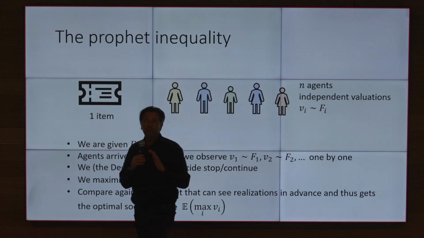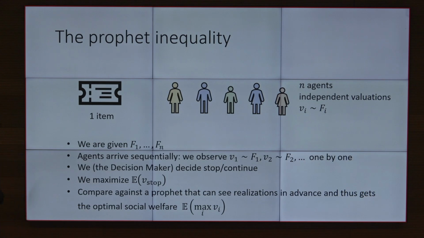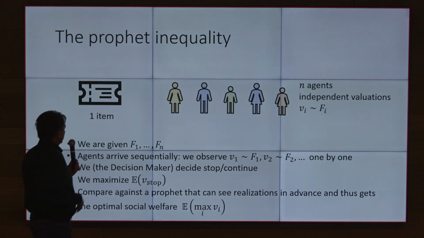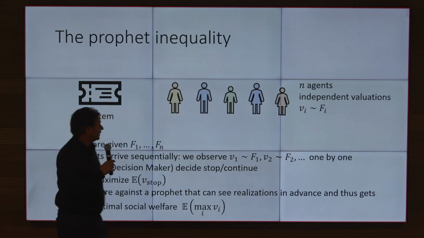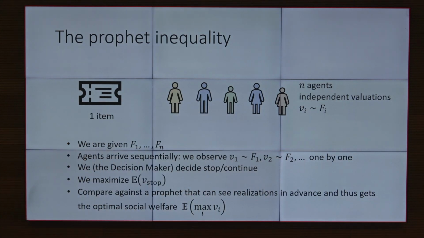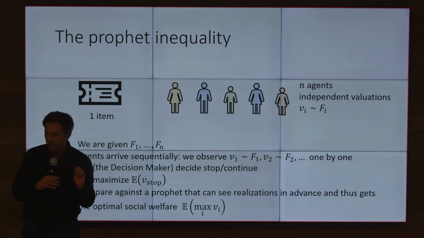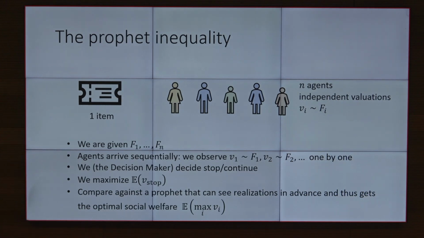random valuations. We know the distributions of all the valuations. So we have valuations Vi that are distributed according to Fi, each of them. And the agents arrive in this sequence. We observe the realizations of these valuations one after the other. So we first observe V1, then V2, and so on. And upon observing a valuation, we must decide whether to allocate the item or not. Okay, so we see V1, and we decide whether we give the item, the ticket.